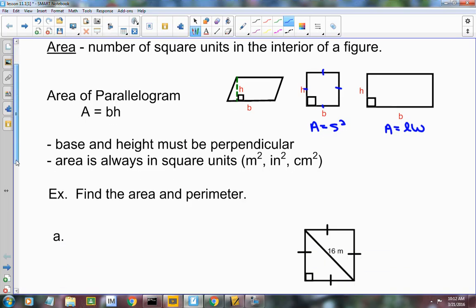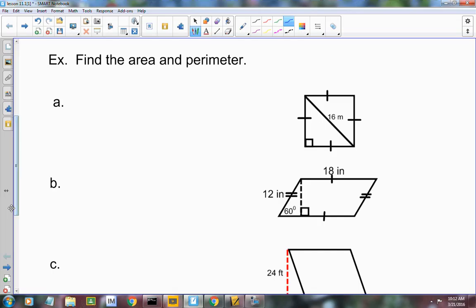Okay, so a couple of problems here. We're going to find the area and the perimeter. We have a square here, okay? But the only thing that you're given is the length of the diagonal. What happens when you draw a diagonal on a square? It creates two isosceles right triangles. And so what do we know about these two angles? Okay, they're 45, 45, 90.